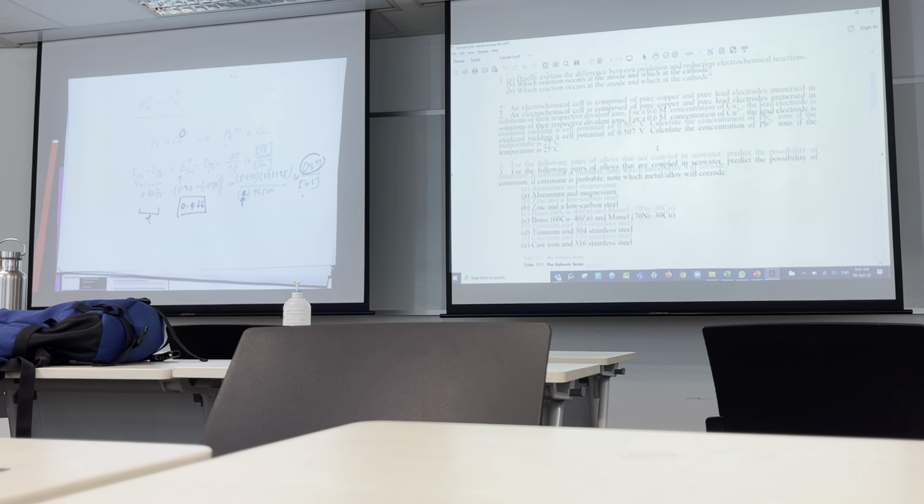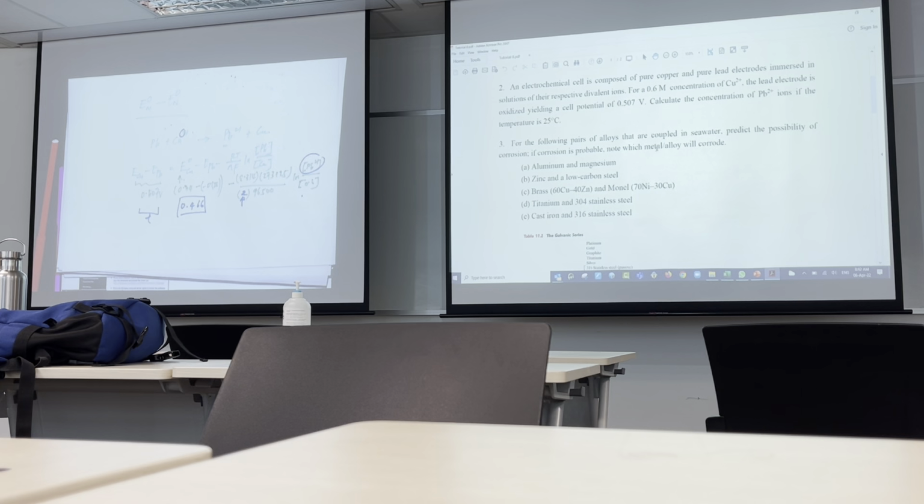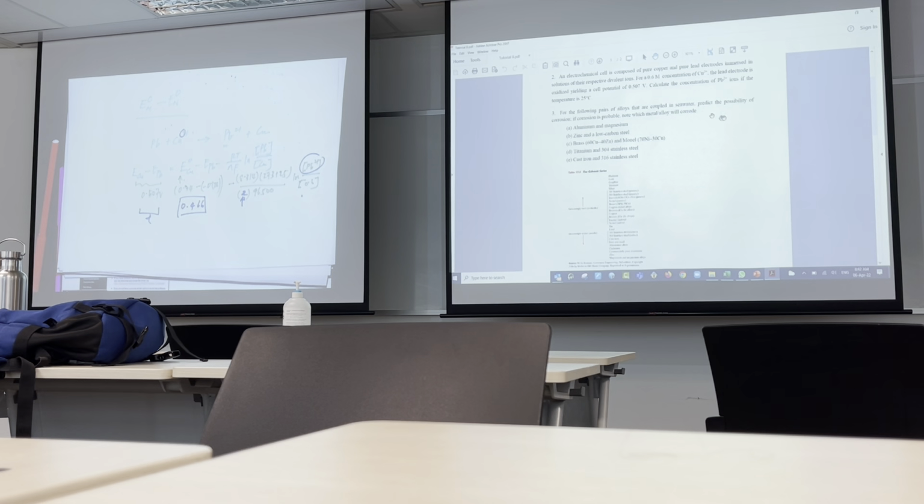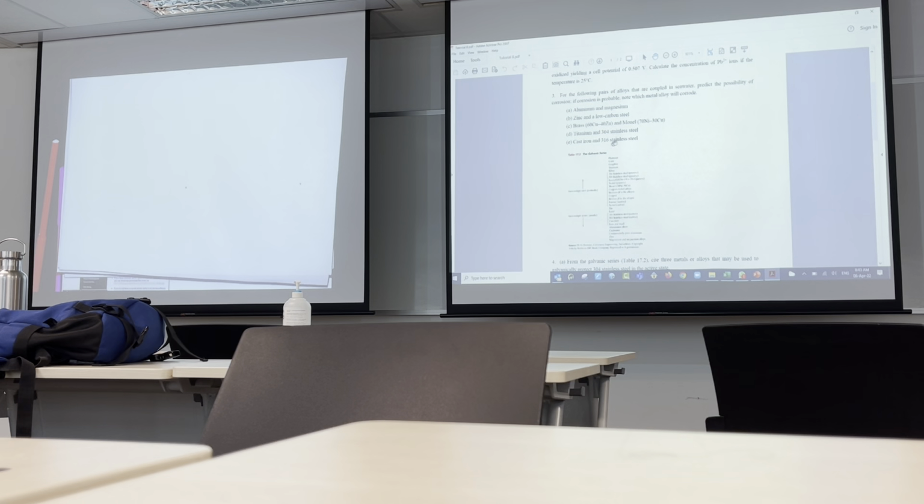So for the following pair of alloys that are coupled in seawater, predict the possibility of galvanic corrosion. I think this should say possibility of galvanic corrosion rather than just corrosion. Let's be a little bit more specific. Galvanic means you need two different materials to come together. So you look at aluminium and magnesium. You just scan across here. Aluminium will be here, magnesium even lower. So you have relatively up and down. Based on this, the one that is lower will be the one that corrodes.